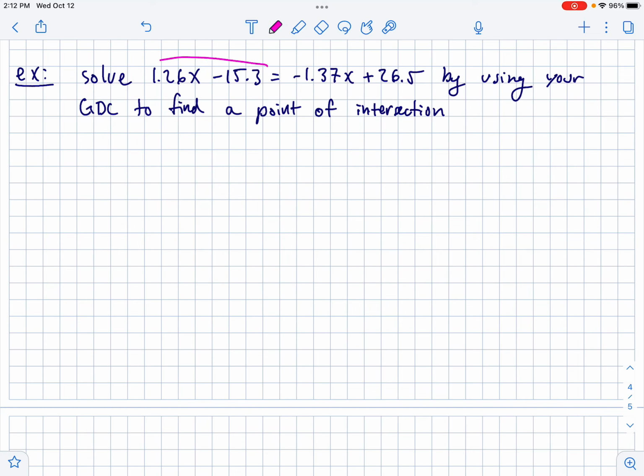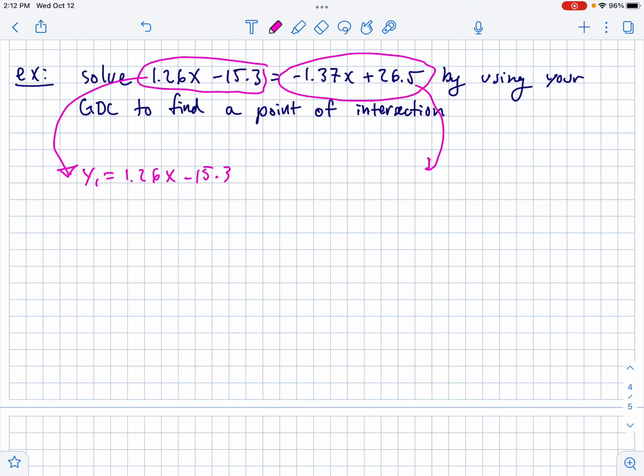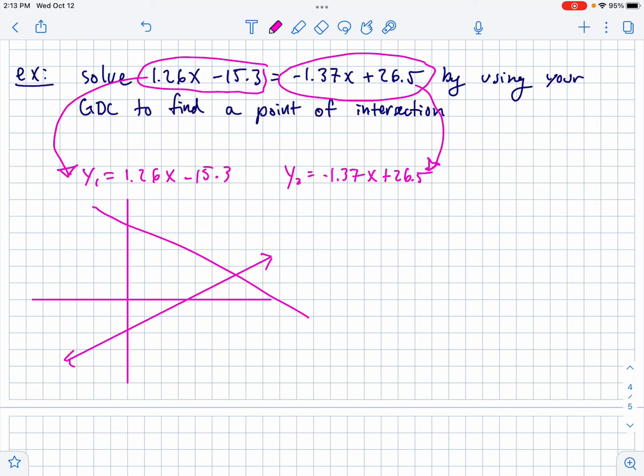If you're going to solve this by using your GDC, you're going to take this side and set it equal to y1. And then take this side and set it equal to y2. So we get y2 is equal to -1.37x plus 26.5. And then you're going to graph both of them and see where they intersect. I think when you set up your graph that it looks something like, and we'll confirm this with calculators in class, it looks something like this for the first line and something like this for the second line.